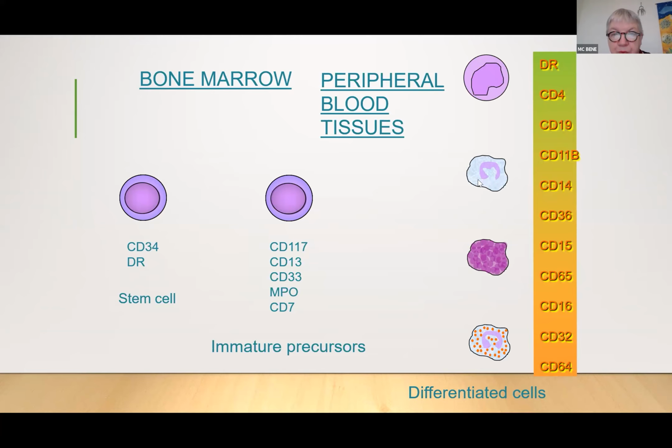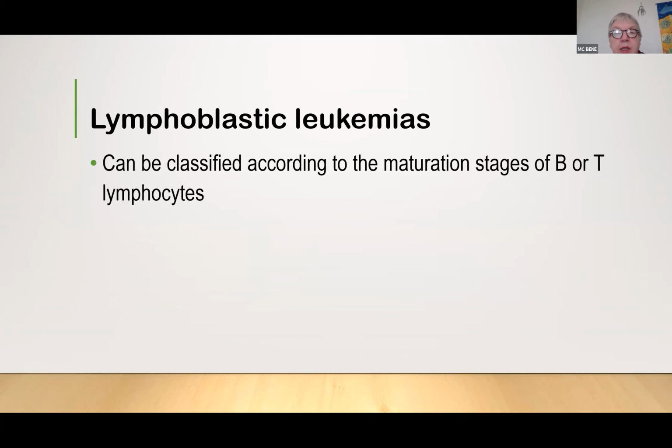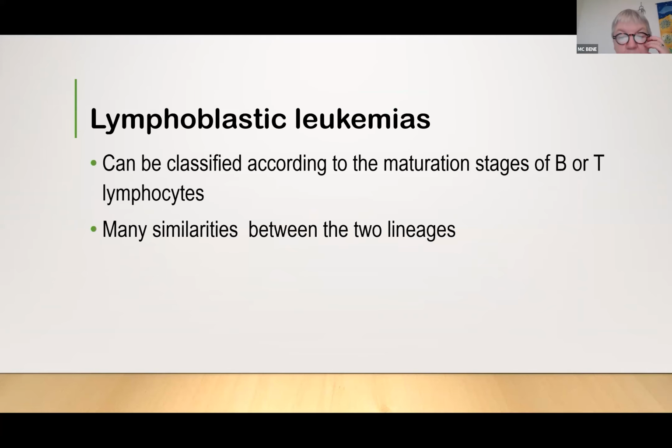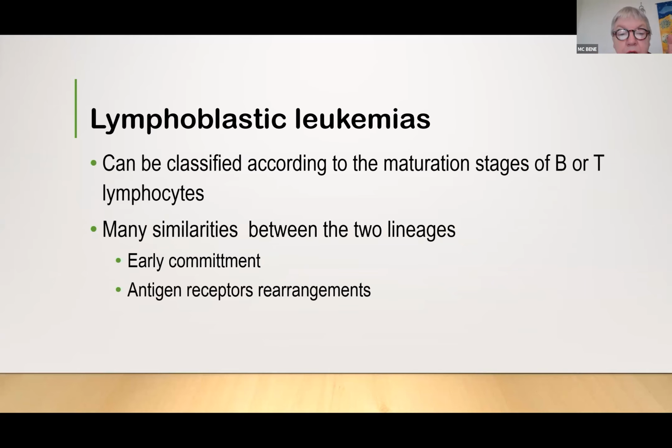So now if we move to lymphoblastic leukemias, they can be classified according to the maturation stages of the B or T lymphocytes, of course, and there will be many similarities between the two lineages. The first one is that these cells have a very early commitment. It's very soon in their life that they decide that they're going to be a B cell or a T cell. They also share the fact that they're going to rearrange their DNA to prepare the very specific antigen receptors that they're going to bear, the BCR and the T cell receptor TCR.